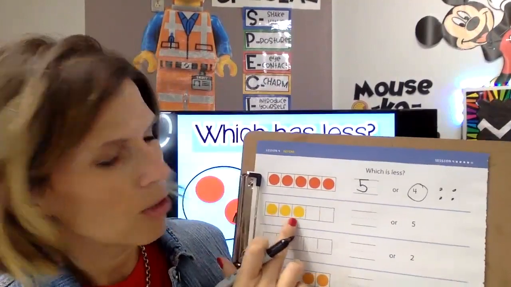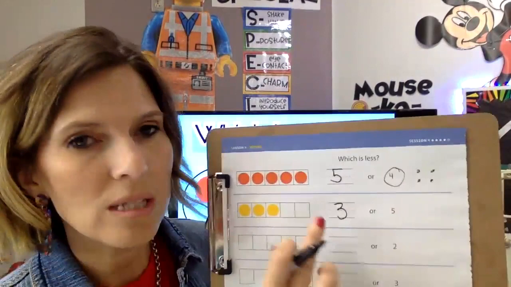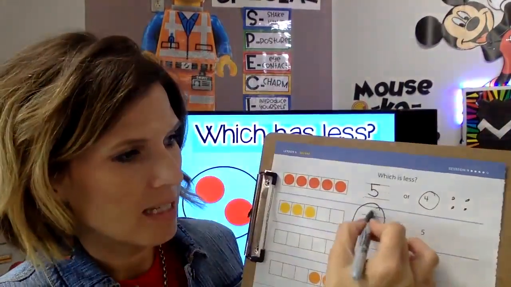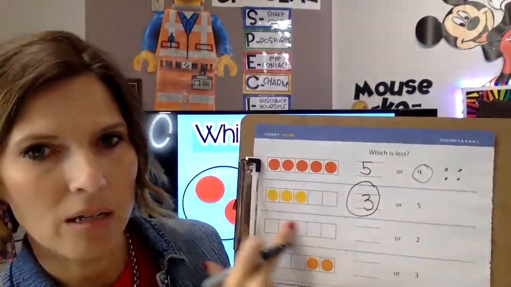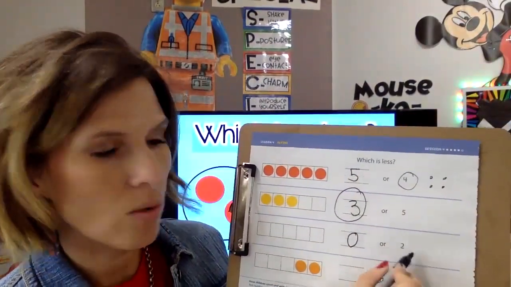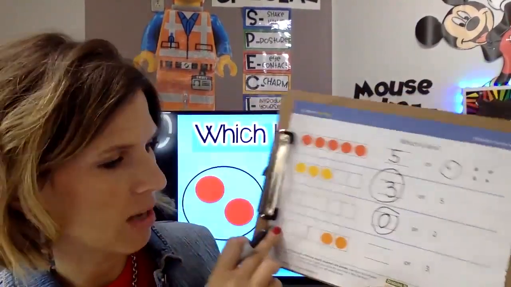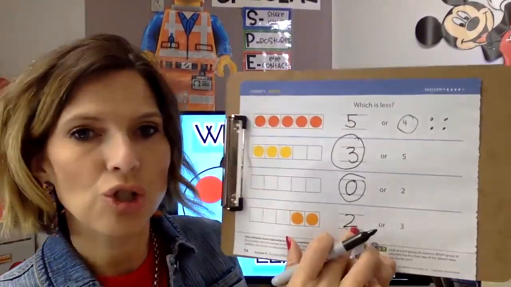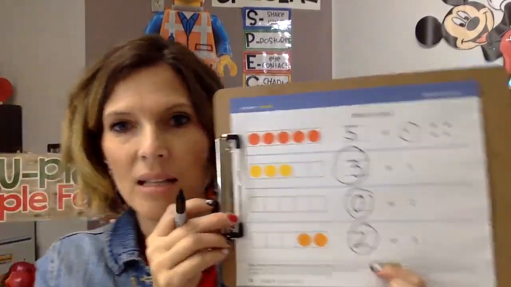Okay, let's see. How many yellow counters do I have? 1, 2, 3. So I'm going to put a 3 here. Which one's less, a 3 or a 5? The 3 is less, isn't it? Because 5 has that many. Okay, and then how many are here? 0. So which one's less, 0 or 2? 0 is less. Okay, and then your last one, how many counters? 1, 2. Okay, which number is less, 2 or a 3? 2 is less.